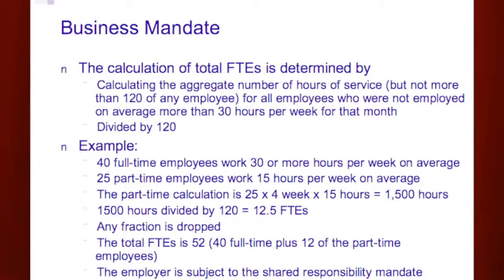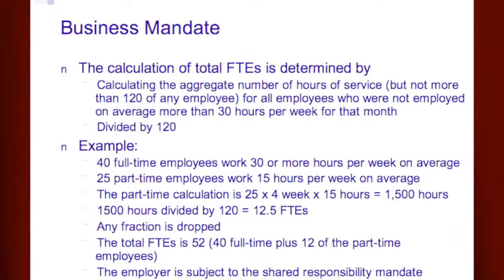We've got here 40 full-time employees that work 30 or more hours on average, and 25 part-time employees that work 15 hours on average per week. So that full-time equivalency calculation says take the 25 employees, 4 weeks in a month, so you do that math, and you get 1,500 hours. You divide that 1,500 hours by the 120, you get 12.5 full-time equivalents.